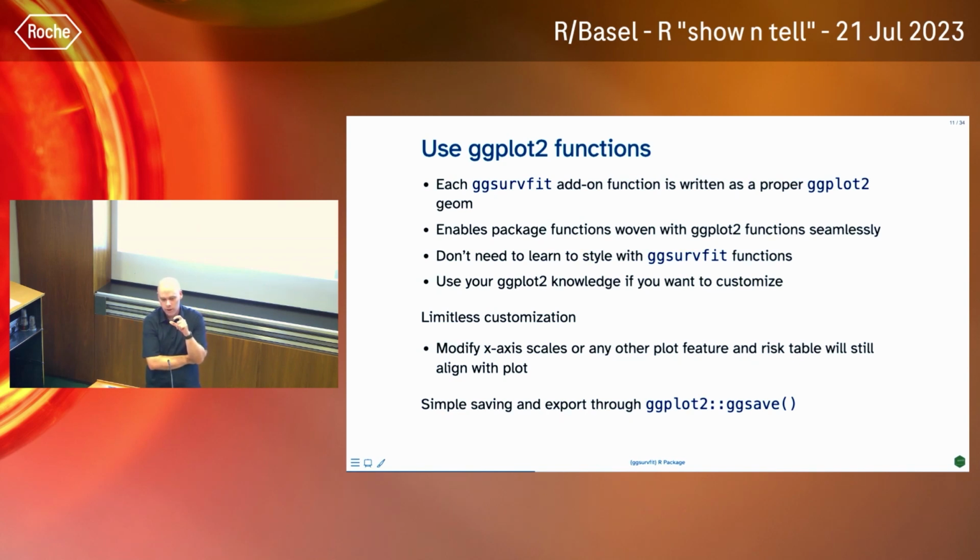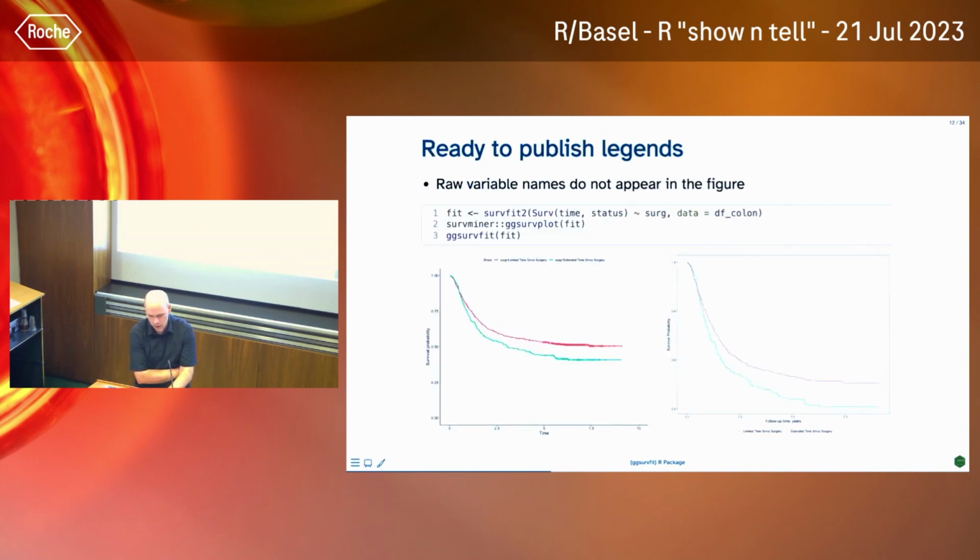The extensions are essentially geoms as well. So when you use the ggsurvfit functions, you're not changing the ggplot object, you're essentially adding to it. So you can use all the customization that you're familiar with in ggplot. And that's one of the motivations for doing this package. And you get some of the benefits, like using standard ggplot extension functions to save and export or modify, etc. And I'll go into that in a bit more detail later on.